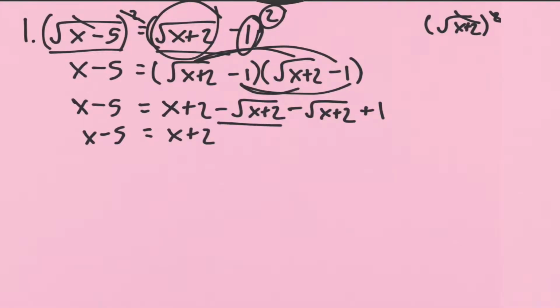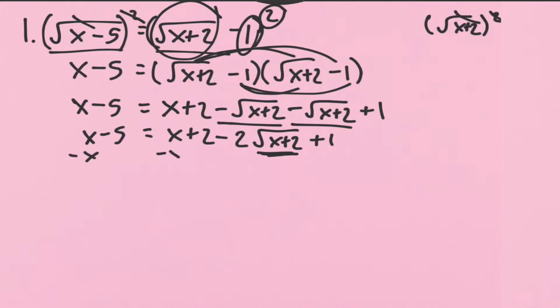Just like negative 1x minus 1x is negative 2x, negative 1 square root of x plus 2 minus 1 square root of x plus 2 is minus 2 square root of x plus 2. So we can combine those together. And then let's combine all other like terms. This is like a problem that we saw in the last video where we only have one radical in the problem. So we want to get it by itself so that we can get rid of it.